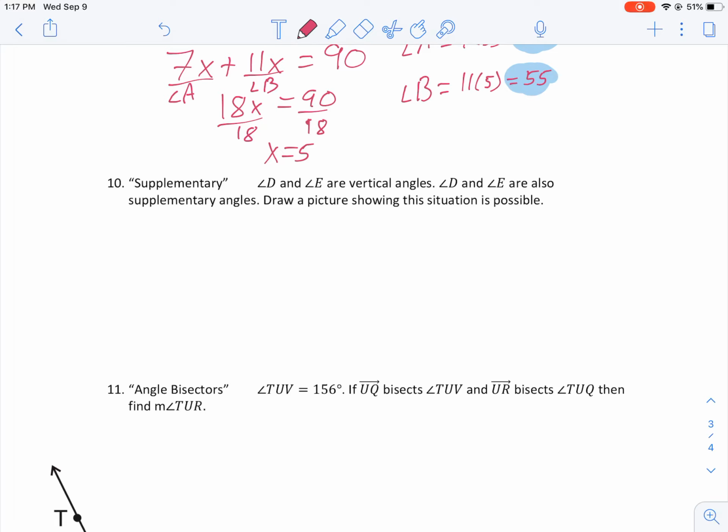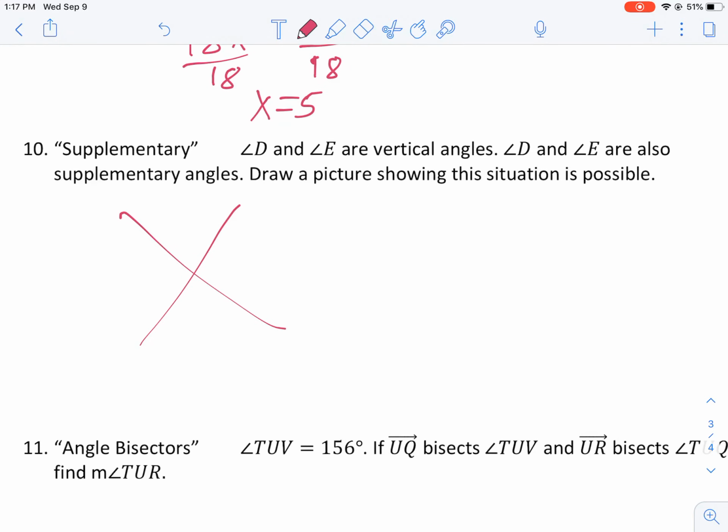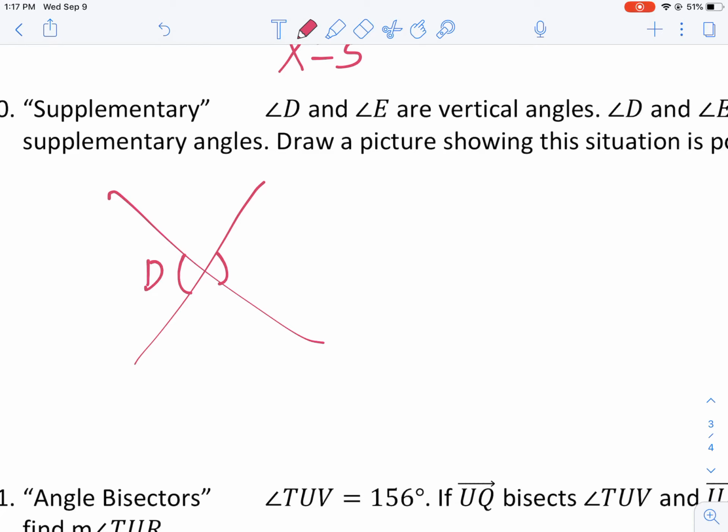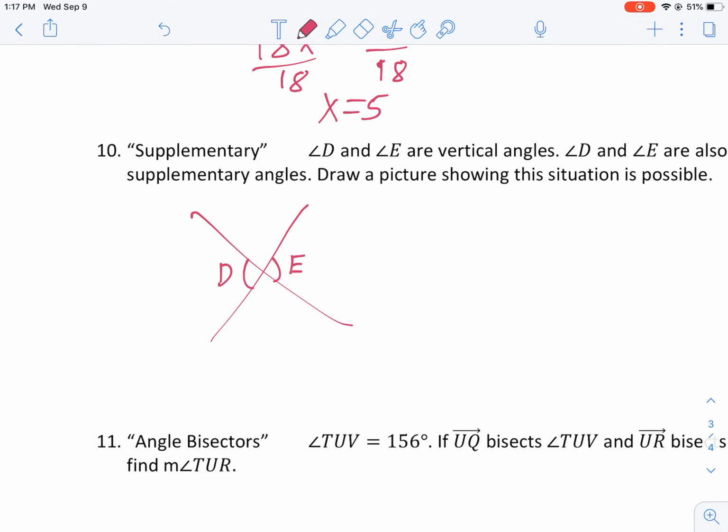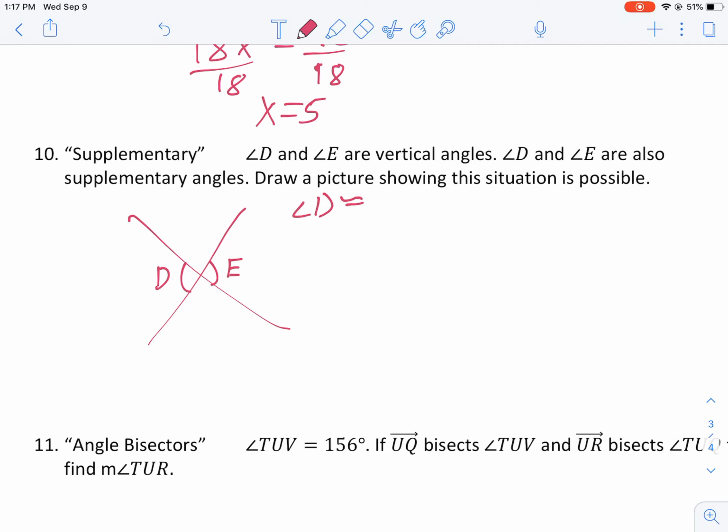Number 10, supplementary, all right? Supplementary means what, all right? It means they add up to 180. So this says angle D and angle E are vertical angles, all right? So we're going to make our vertical angles. We've got angle D and we've got angle E. And we know that vertical angles are congruent, all right? It says angle D and angle E are also supplementary angles, which means angle D plus angle E adds up to 180.